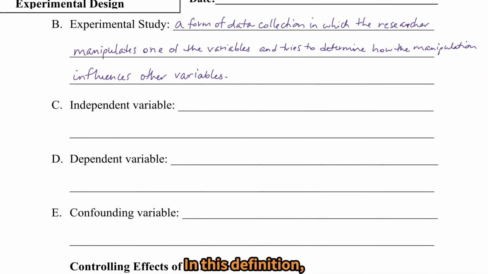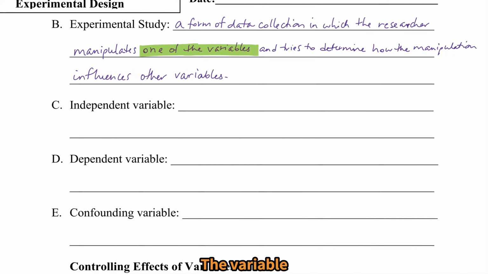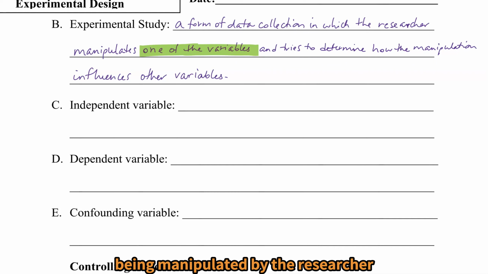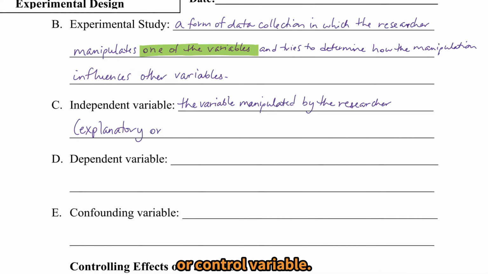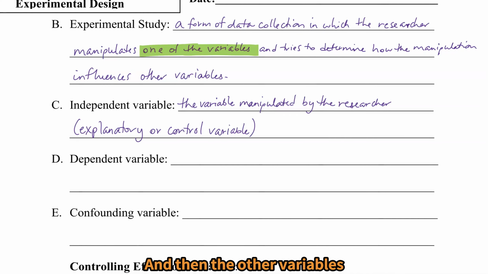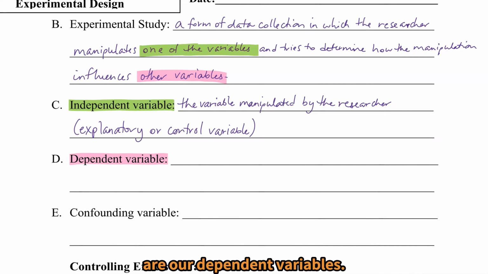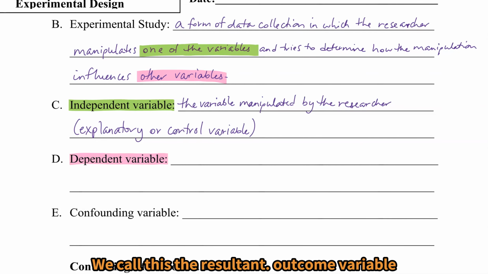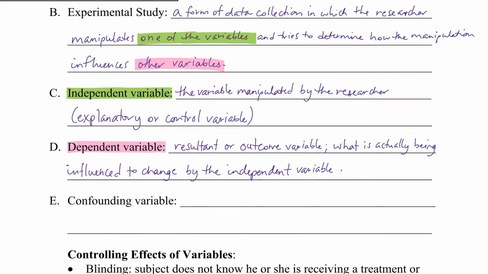In this definition, we actually get the next 2 definitions. The variable being manipulated by the researcher is what we call the independent variable. This is sometimes called the explanatory or control variable. And then the other variables that are being influenced by that manipulation are our dependent variables. We call this the resultant or outcome variable.